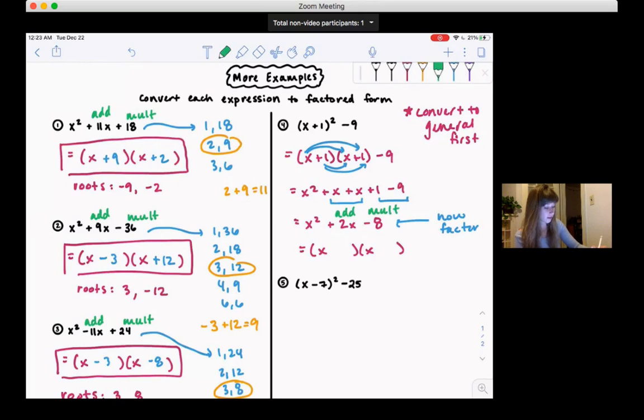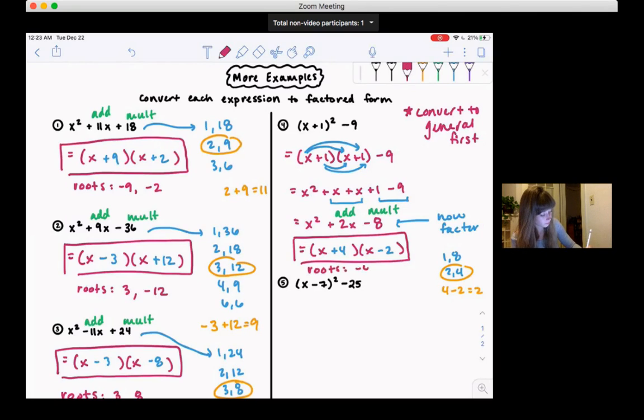So let's list our factor pairs of 8. We have 1 and 8, 2 and 4. Which of those could make 2? We can get it out of 2 and 4, right? A +4 minus 2 is 2. So in our factors, we need a +4 and a -2. All right, and then the roots of this function are going to be a -4 and a +2. We flip the signs.